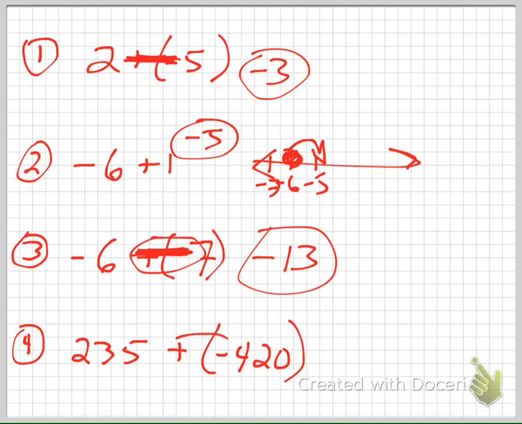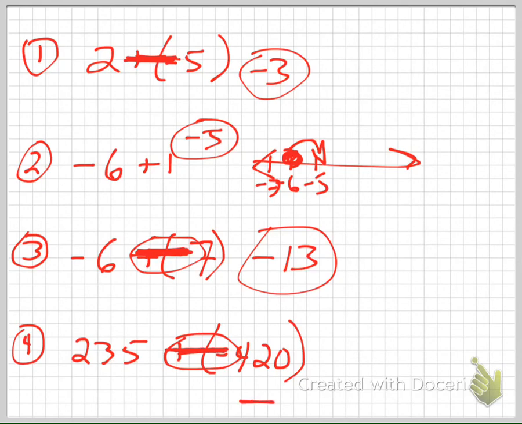235 plus a negative red flag means minus. Okay, let's talk about it. What do we know is true about this? What do we know is true about number 4? The answer is going to be a negative. I have 235, and I am taking away 420. It's going to be negative. So we know the answer is negative.